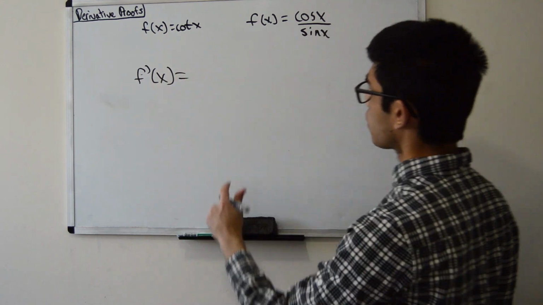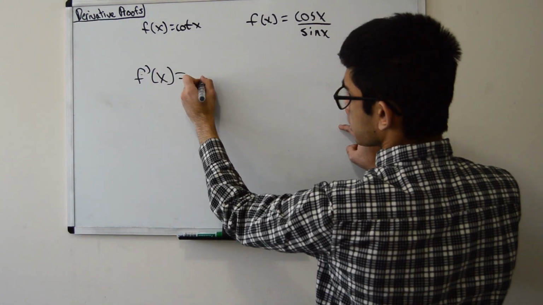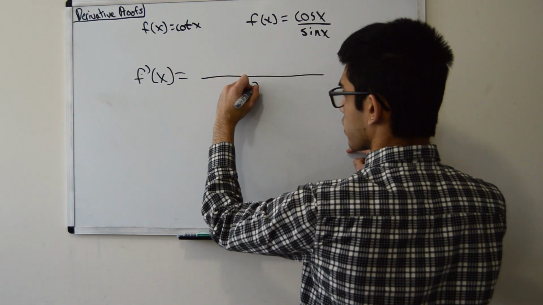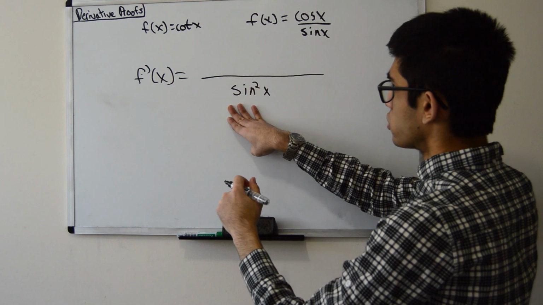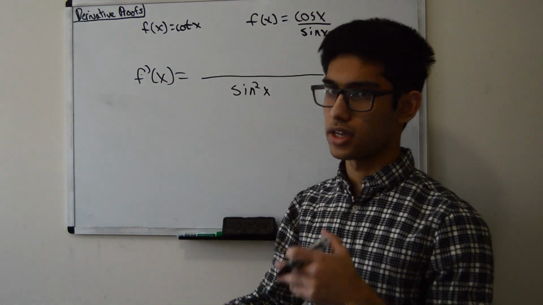So I'm going to use the quotient rule. Basically we're going to have a huge line here. So we're going to have sine squared x, right? Because the bottom gets squared. We're using the quotient rule, and now I'm going to use the quotient rule: low d high minus high d low.